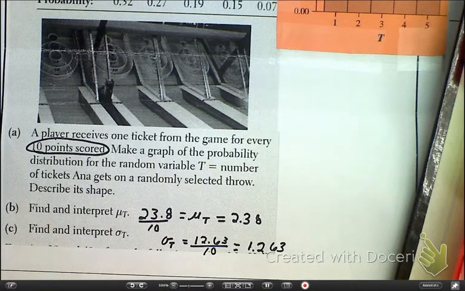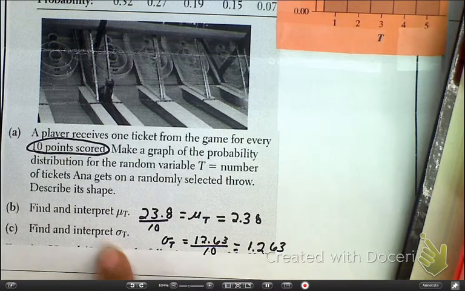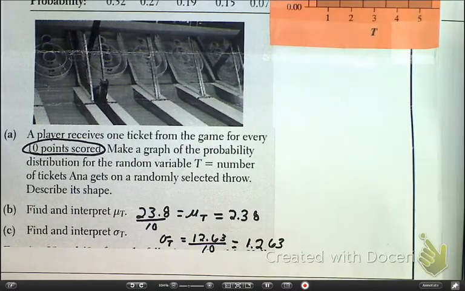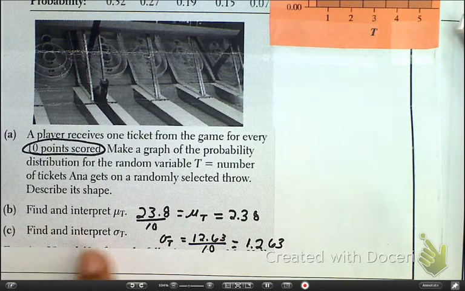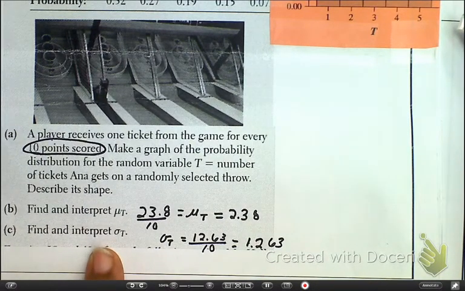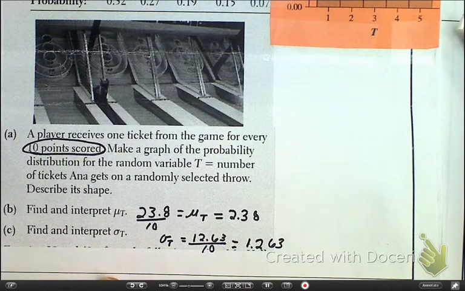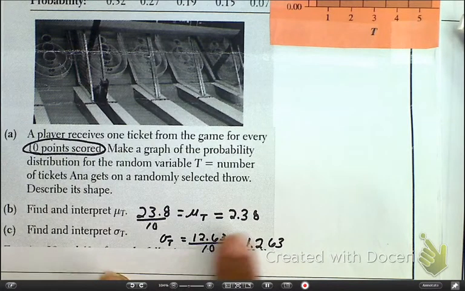So let me reinterpret the mean and the standard deviation. We're saying that Anna received about 2.3 tickets per roll on average. And then the standard deviation is saying the number of tickets that Anna wins typically or on average will be about 1.263 away from the mean, which is 2.38.